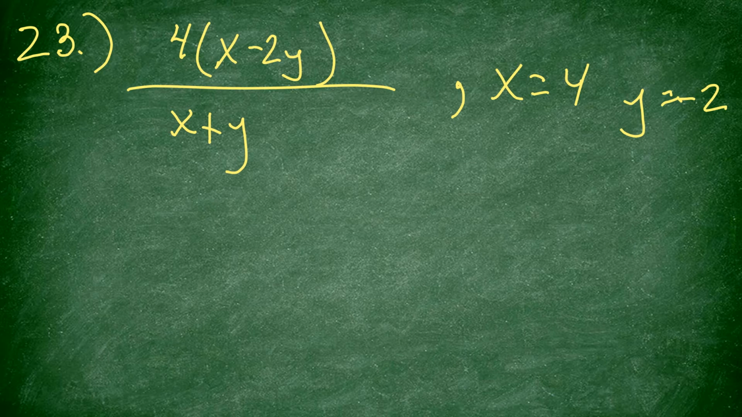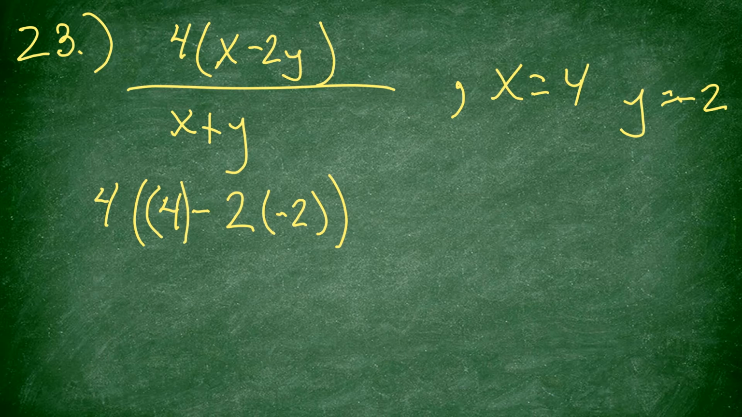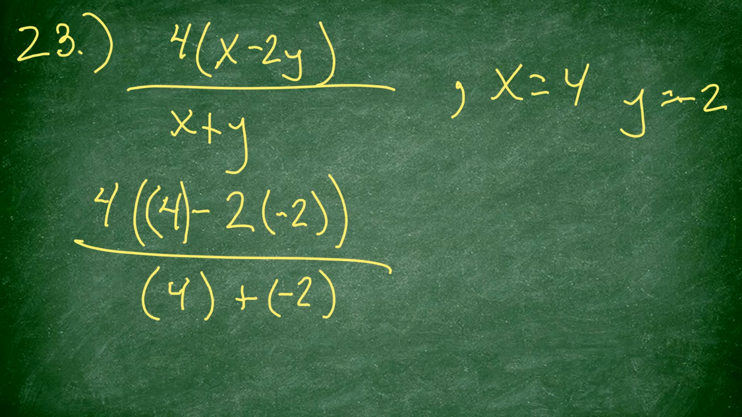All right, 23, we have 4 times the quantity x minus 2y, all over x plus y. This time x is 4, and y is negative 2. Remember, it's evaluate, so I should have a number answer. So 4 times, and I'm going to put 4 minus negative 2 in parentheses. I can even put the 4 in parentheses if I want. All over 4 plus negative 2.